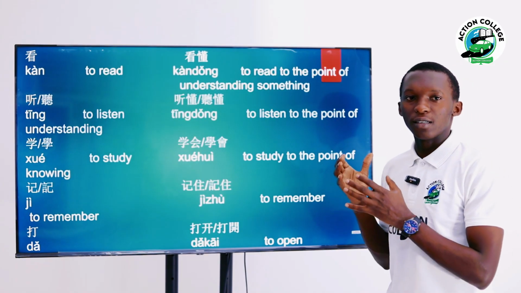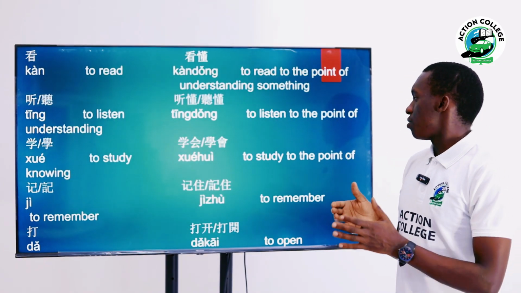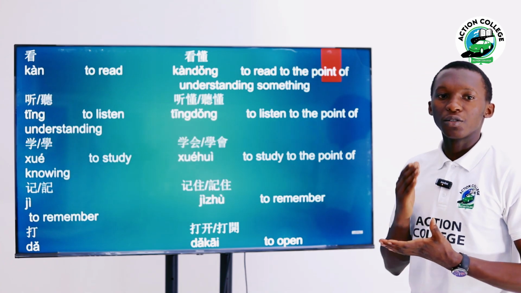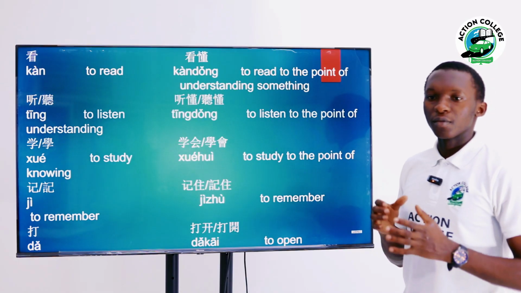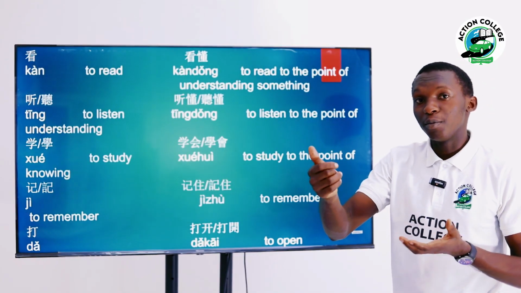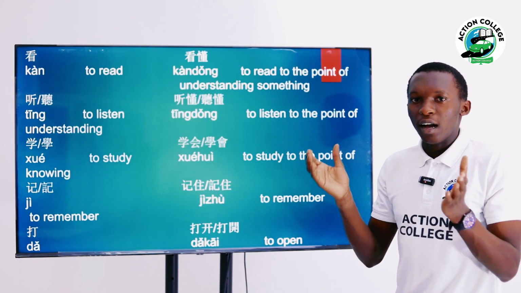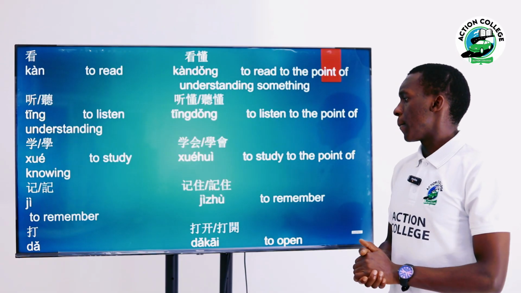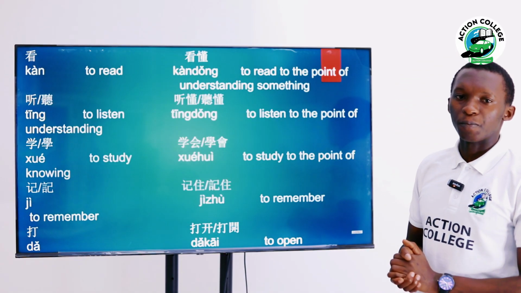So xuexi itself is to study. Then xue hui is to study to the point of knowing, to master something through learning. Xue is to study, but it may result in different things. The first result may be to study and not understand, or to study then master what you study, which is xue hui.